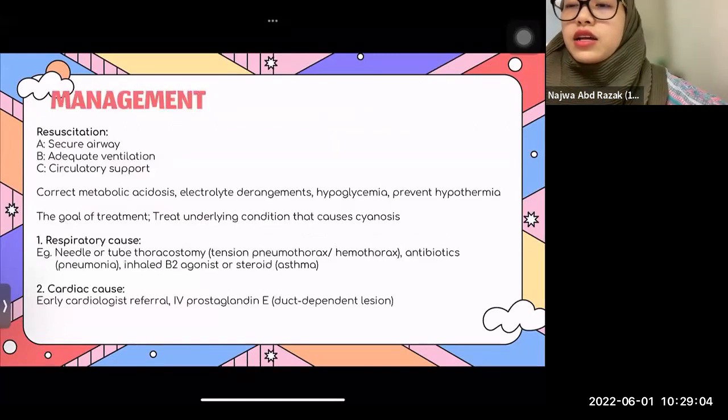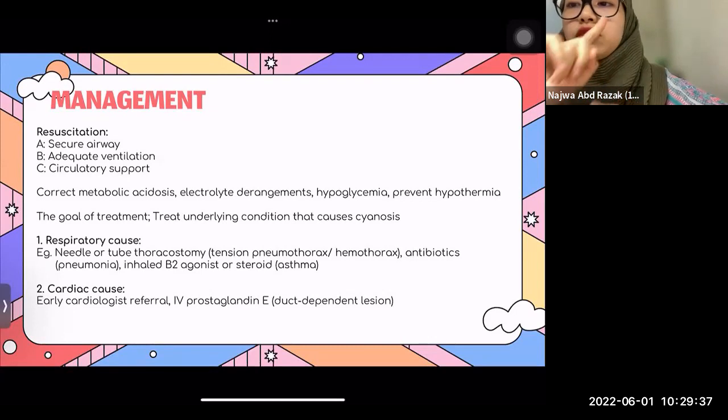Okay. So for management, basically in the acute setting, we must resuscitate the patient, secure airway, adequate ventilation, and circulatory support. We must also correct the underlying emergency conditions such as metabolic acidosis, electrolyte derangement, hypoglycemia, and hypothermia. However, the goal of treatment is to treat the underlying condition that caused the cyanosis.